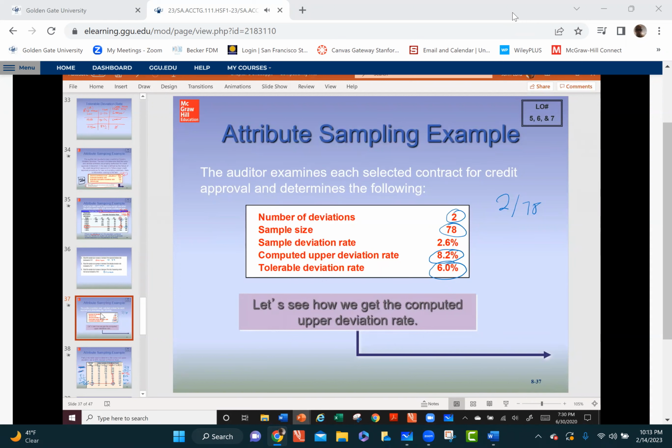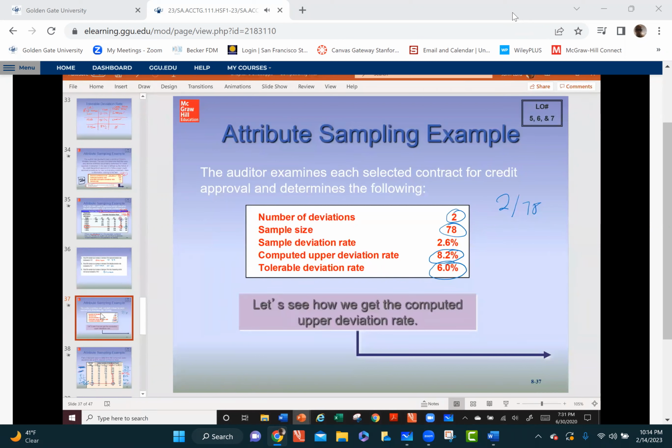Now, this is a sample. This is a sample. There's a chance that what? The deviation rate in the population could be higher or it could be lower, right? It's going to be a range. I mean, this is a sample. We found 2 out of 78. It gave us 2.6. Maybe the deviation rate is less than 2.6. Maybe it's more than 2.6.